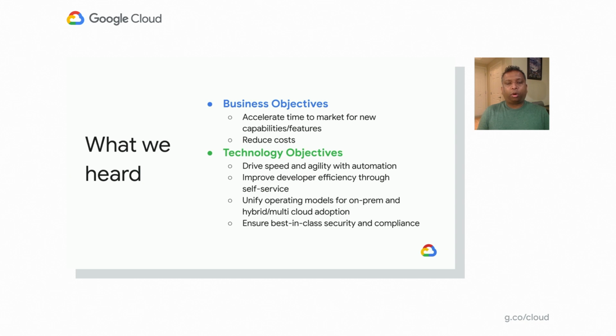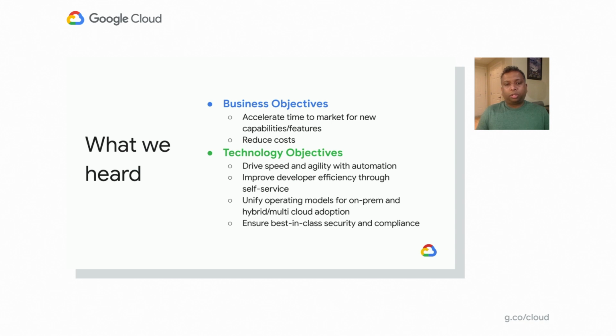First, let's talk about the challenges of application delivery today. We have been talking to customers about the challenges, what they are facing, and they have talked to us about their business objectives as well as their technology objectives. As far as their business objectives go, most enterprises are looking to accelerate time to market for new capabilities and features. And especially in the current climate, costs are on top of their minds. So they're looking to reduce costs as well.